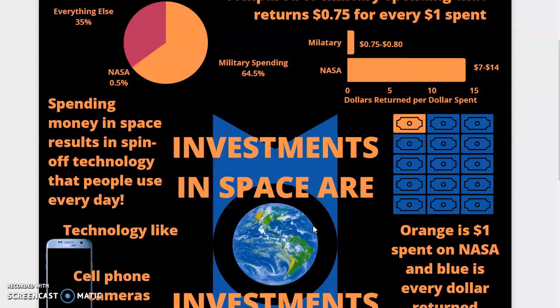And then off to the right here, I used similarity and anomaly to show the return on investment for the NASA budget. So the anomaly would be the $1 spent, the orange kind of dollar icon here, compared to the uniform blue of the return on investment that NASA brings in.